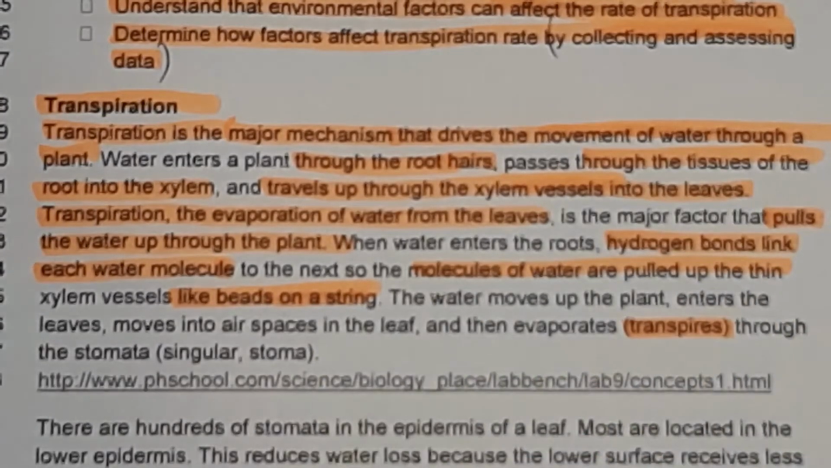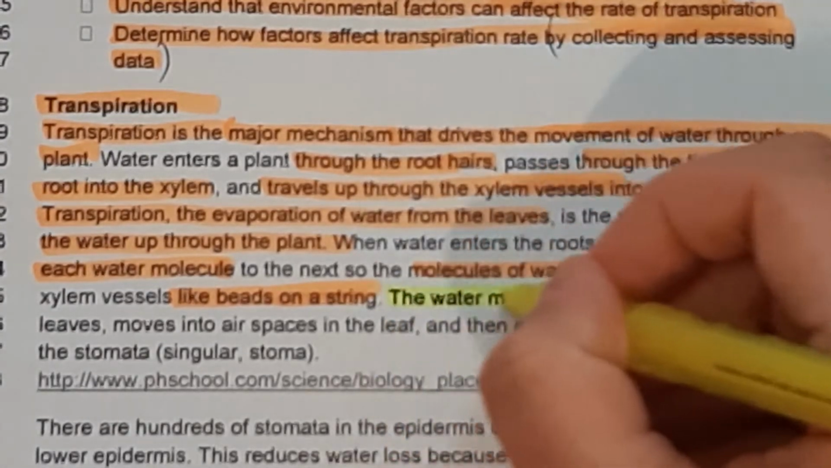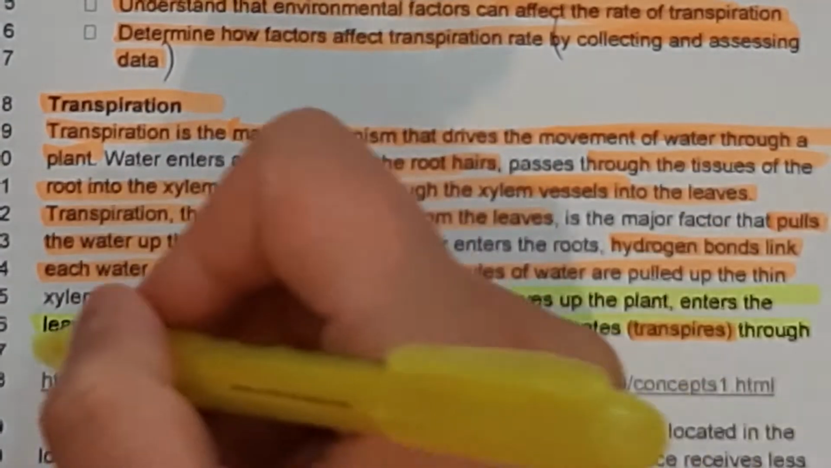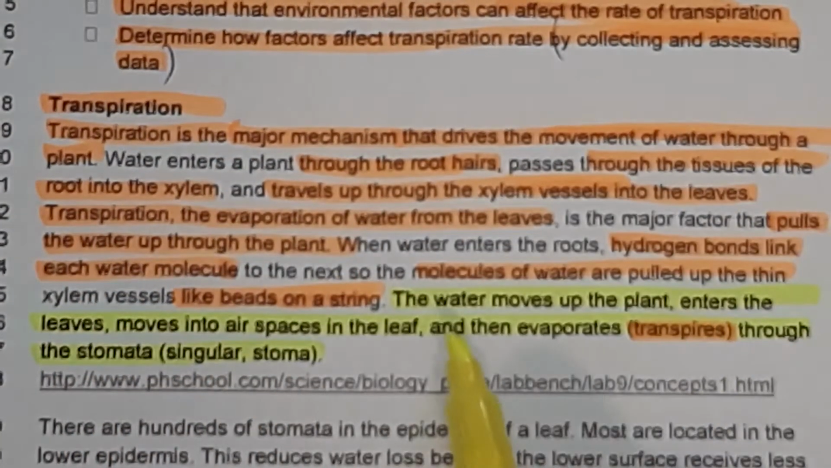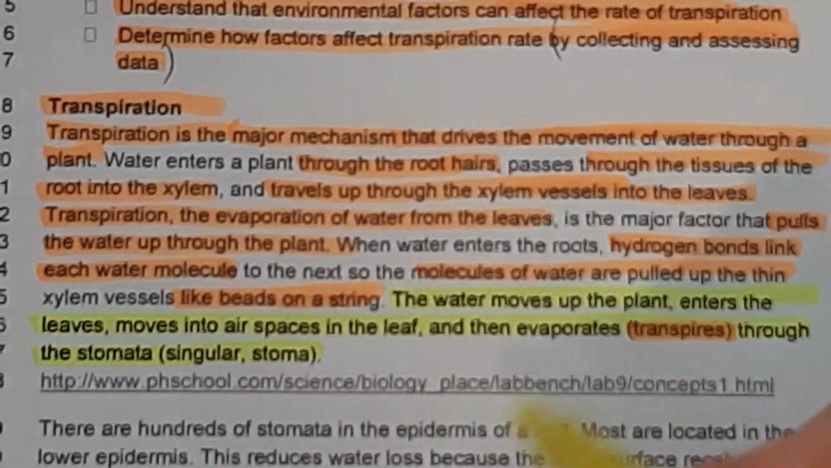So this whole phrase here, and I'm going to grab a different highlighter colour, because this is a really key phrase. This phrase is basically the definition of transpiration. So highlighted in yellow here is essentially a definition of transpiration, or an explanation of what it is. So it's the water moving up the plant, entering the leaves, moving into air spaces, and evaporating through the stomata. That's the second half of the explanation of what transpiration is.